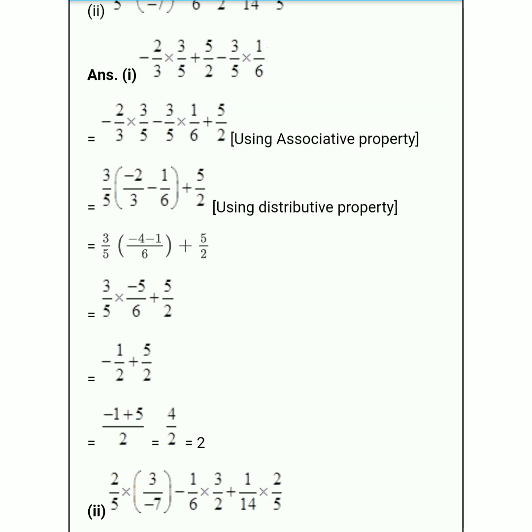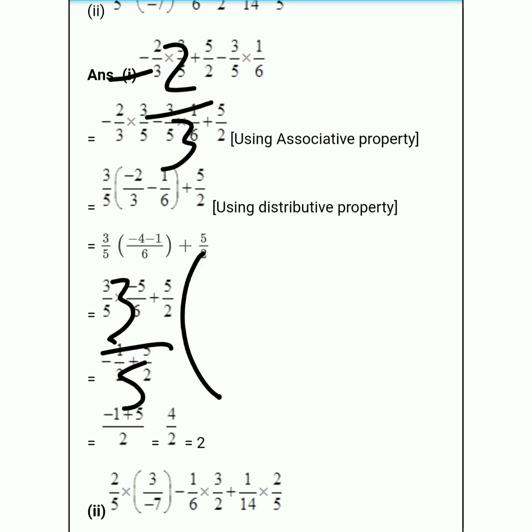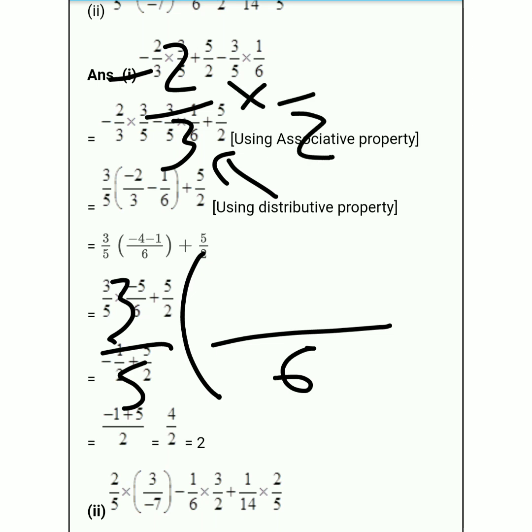Again I will explain. 3 by 5 common, here minus 2 by 3. Now I am saying that the LCM is 6, so in the denominator I want 6, right? Here I want 6. So how can I convert 3 into 6? I need to multiply with 2. So the same thing we need to do with the numerator also. We multiply and divide by 2. So alternately this 2 cuts, right?